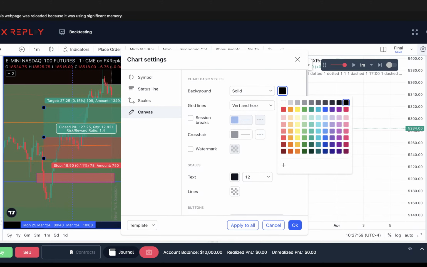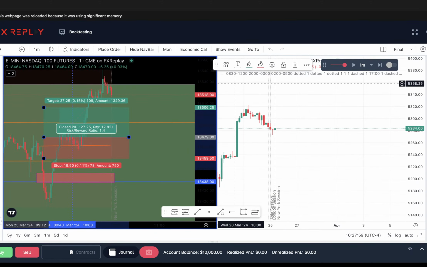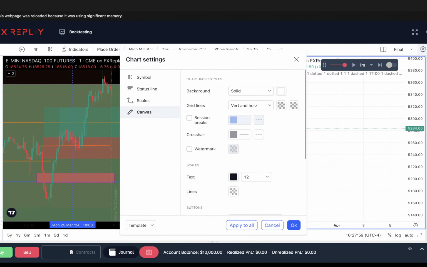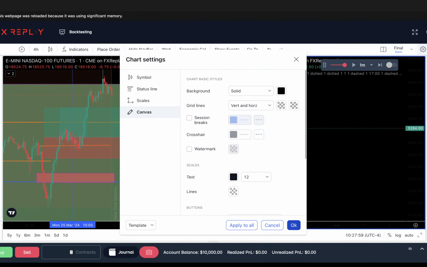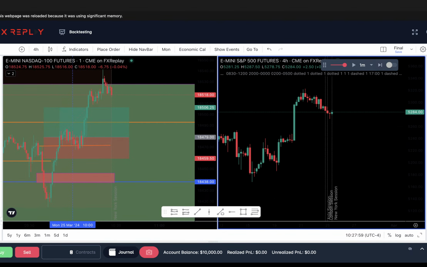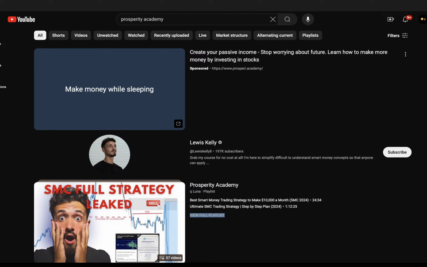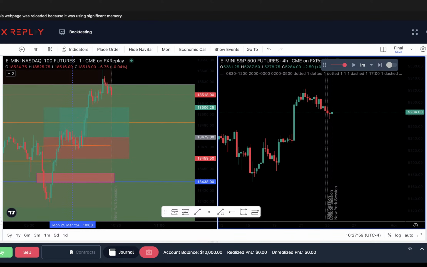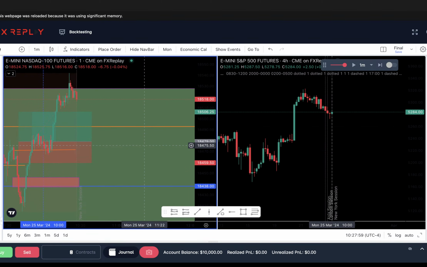Should we do black? Does black help? Oh, I should hit apply to all. Is black better? Is that better? But I don't know how to put all this on dark mode like my TradingView is. I'm sure I can figure it out after this and have it all dark tomorrow. But is this better than the white? But yeah, I use dark mode when I trade for sure.